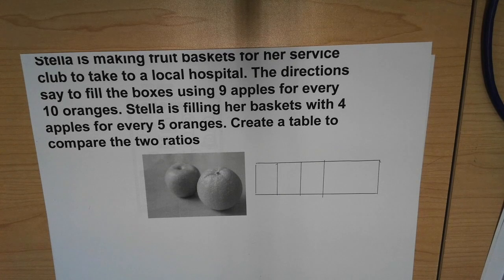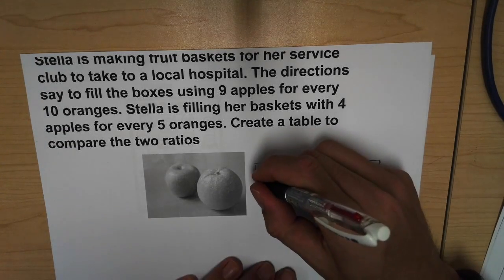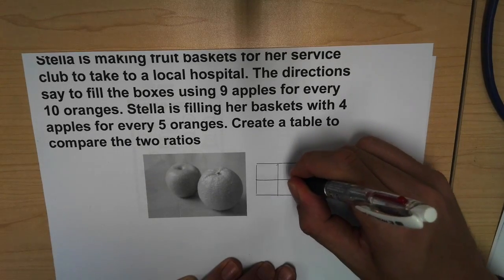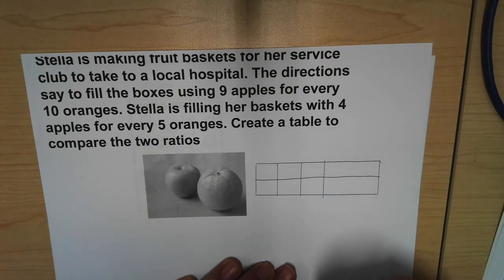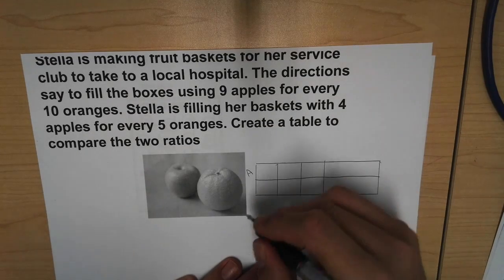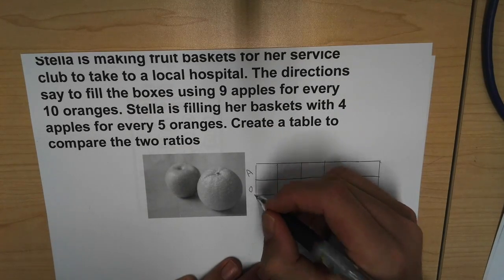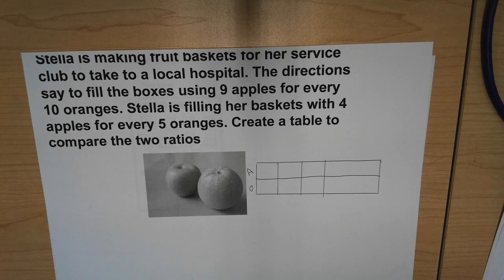Stella is making fruit baskets for her service club to take to a local hospital. The directions say to fill the boxes with 9 apples for every 10 oranges. Stella is filling her boxes with 4 apples for every 5 oranges. Create a table to compare the ratios. All right, so we have 2 different ratios here, and we have to create 2 separate tables. The A will stand for apples, and the O will stand for oranges. Again, I encourage you to pause the video and try to do this one on your own.